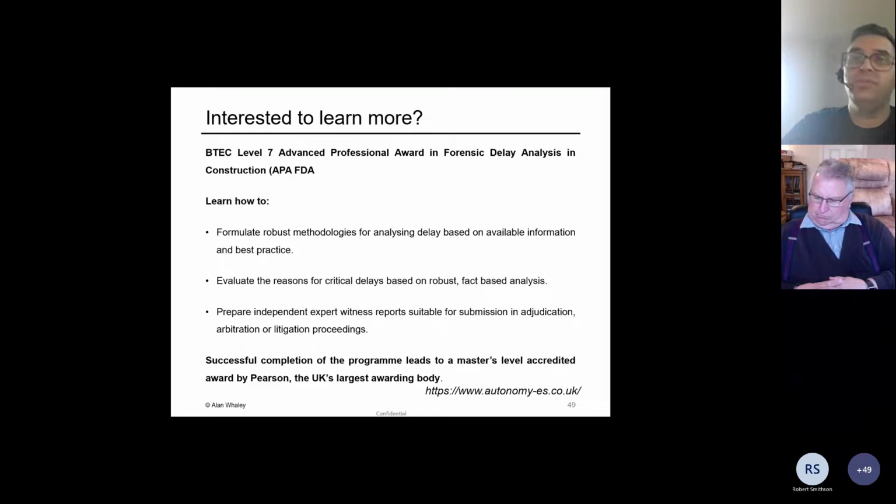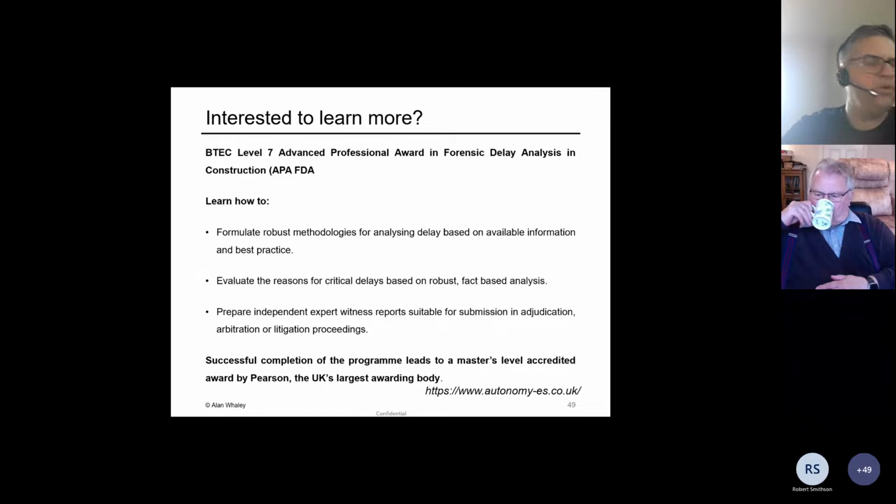What we teach and what you've just seen is a very small extract from the course. So we want you to learn how to formulate robust methodologies for forensic delay analysis. We teach you how to evaluate the reasons for delay based on fact-based analysis primarily. And the whole perspective of the course is that of an expert witness. So we teach you how to write robust expert witness reports to present your delay analysis.